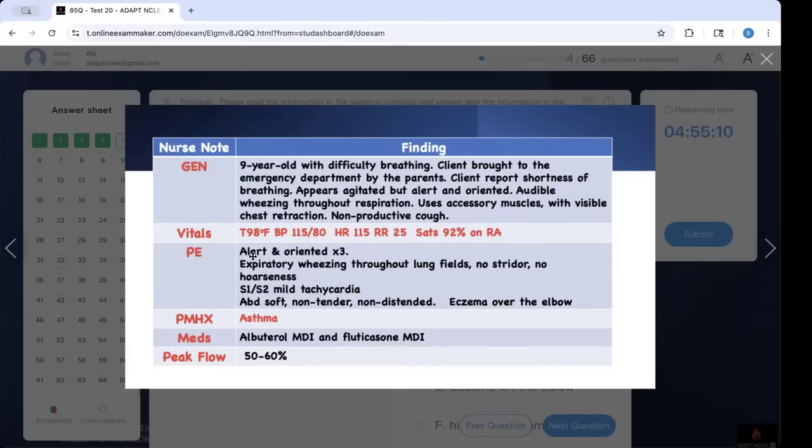That's all. 9-year-old, difficulty breathing. Client brought to the emergency department by the parent. Client reports shortness of breath. Appears agitated but alert and oriented.